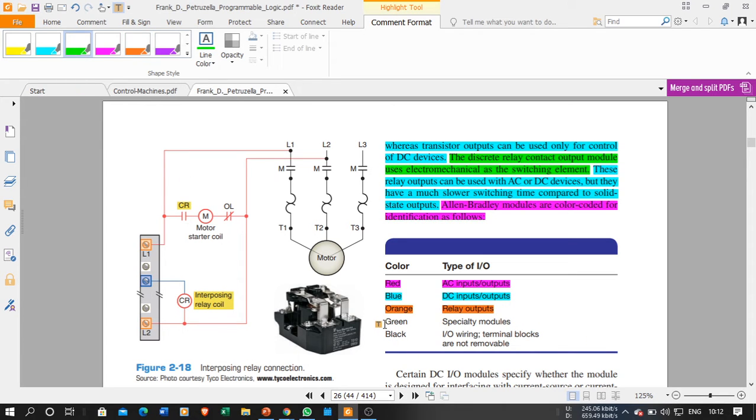Green is the special module. Special modules may be PI module, PID module, timer module, counter module, various modules that we are going to discuss. And black indicates IO wiring terminal blocks that are not removable. Okay, so these are the conventions used by Allen-Bradley. Different manufacturers may use different conventions. These are not standard conventions.